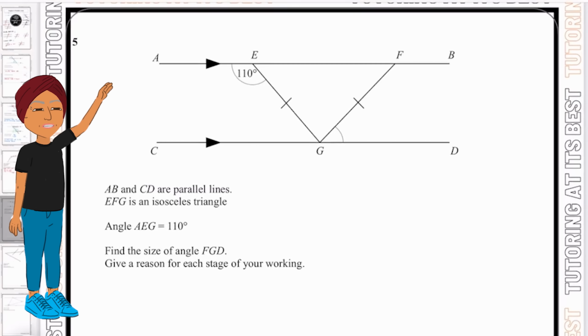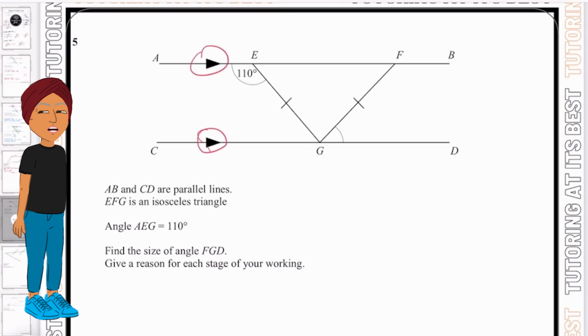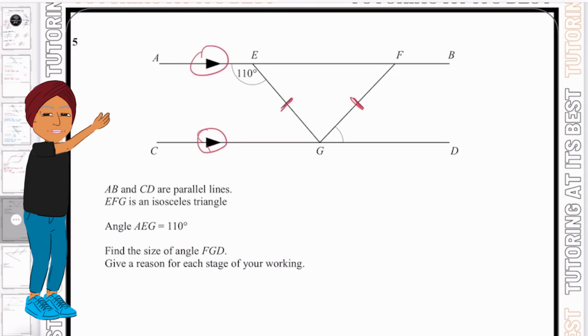Okay, question number 5. So AB and CD are parallel lines, and we know that because of these two arrows here. We've also been given an isosceles triangle, and we can tell that because of the two lines that we have in this section here.